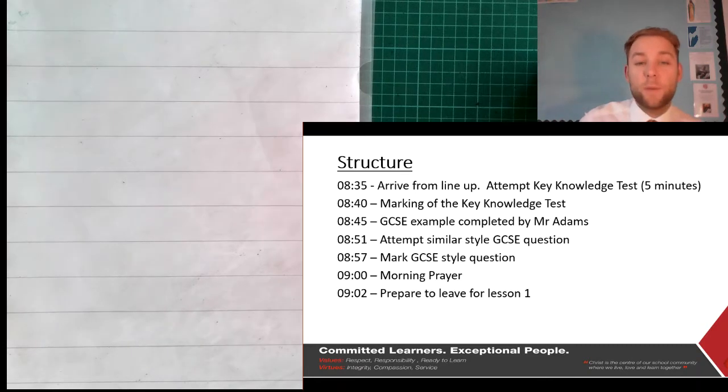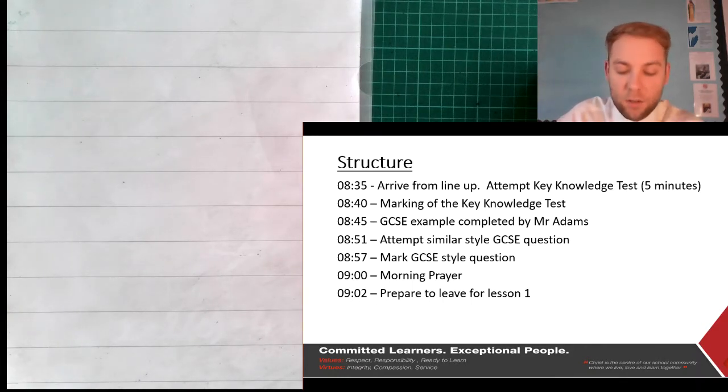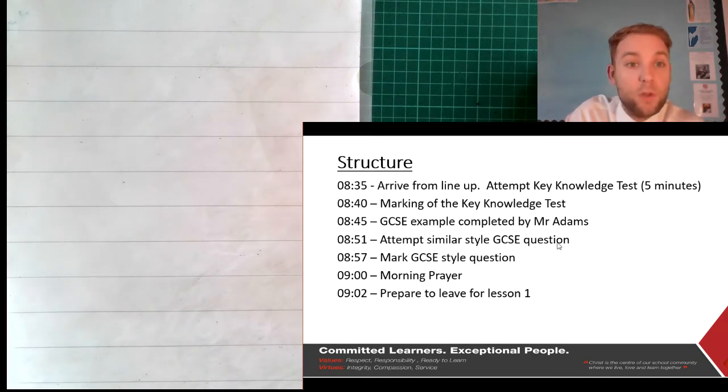Now, these are going to be topics that you should know how to do, okay? I am going to go through them and mark them, but it's just 5 minutes to keep you refreshed and topped up with some of the key knowledge for higher mathematics. Once we've done that, we're going to look at some GCSE questions. I'm going to do usually 3 or 4 GCSE questions, and then you've got an opportunity to have a go at some yourself, and then we'll finish off with a morning prayer, and then we leave for lesson 1.